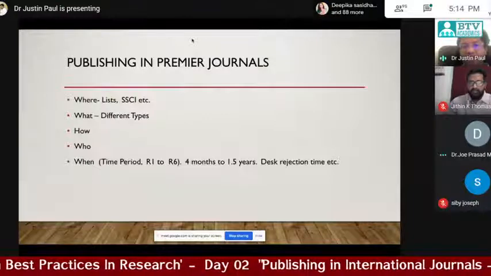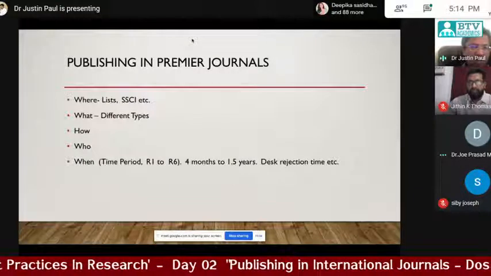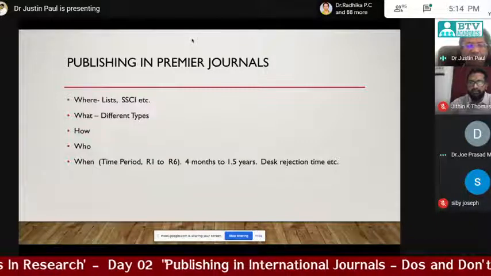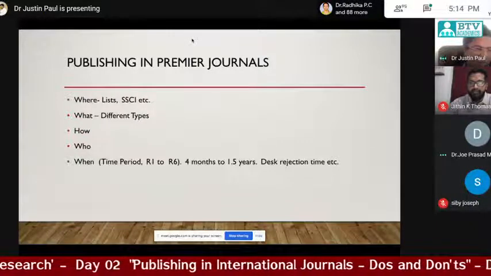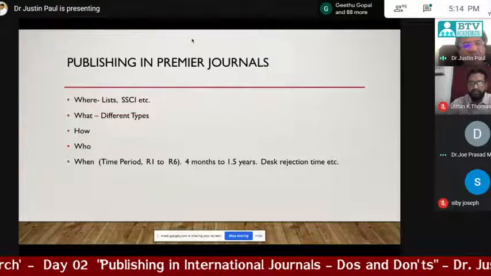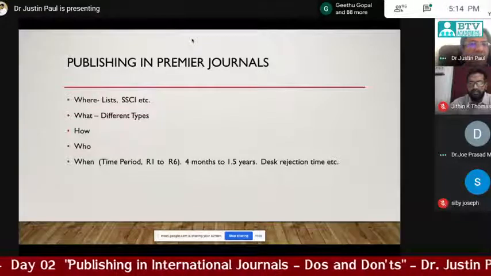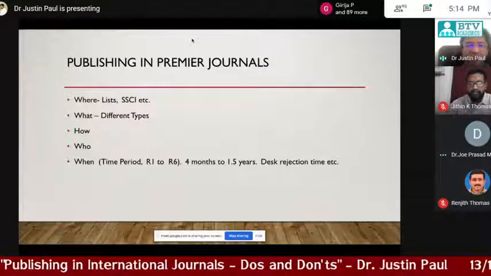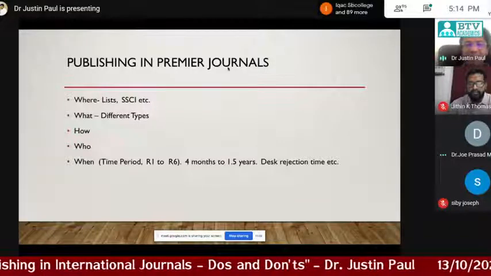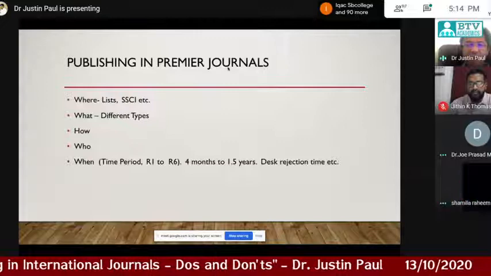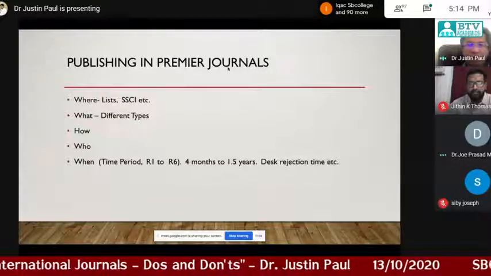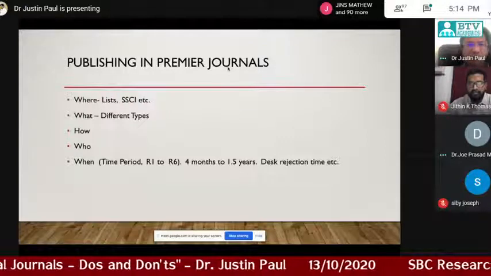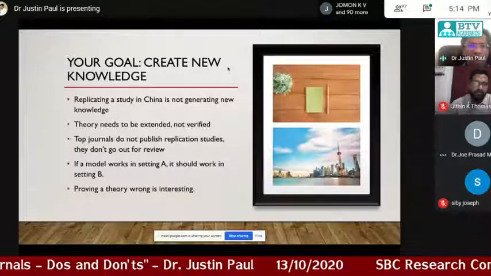And desk rejection, yes, there is something called desk rejection. You might have experienced rejection by the editor before sending to peer reviewers. In natural science, the desk rejection percentage is relatively less, but in social sciences, it is relatively high. Many journals desk reject approximately 50 to 60 or 70% of the submissions in social sciences.